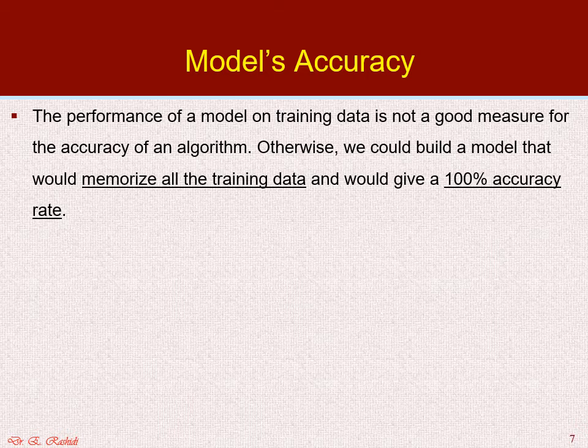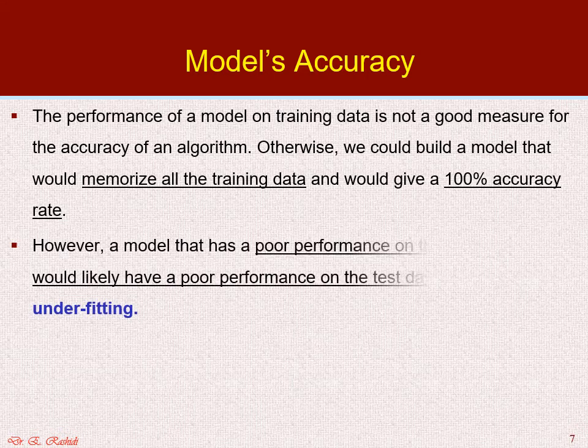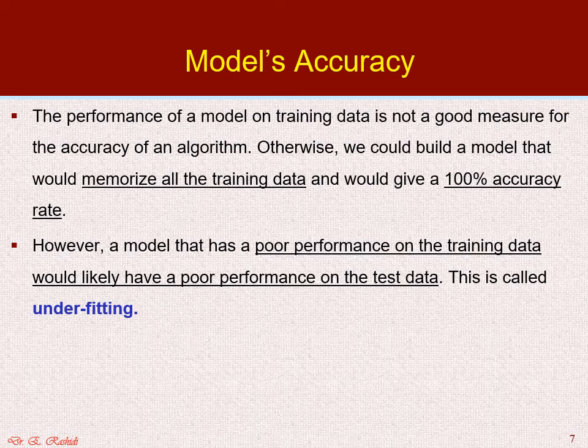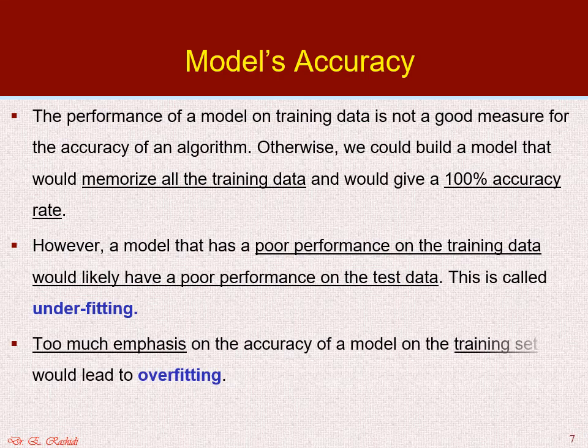However, there is a catch to this. A model that has a poor performance, even on the training data, would likely have also a poor performance on the test data. This is called underfitting. On the other hand, too much emphasis on the accuracy of a model on the training set would lead to a phenomenon called overfitting. These two, underfitting and overfitting, are two of the common problems or issues that we face as machine learning algorithm developers.